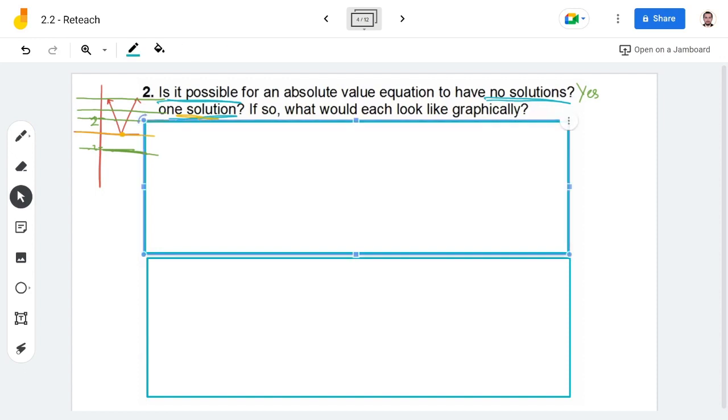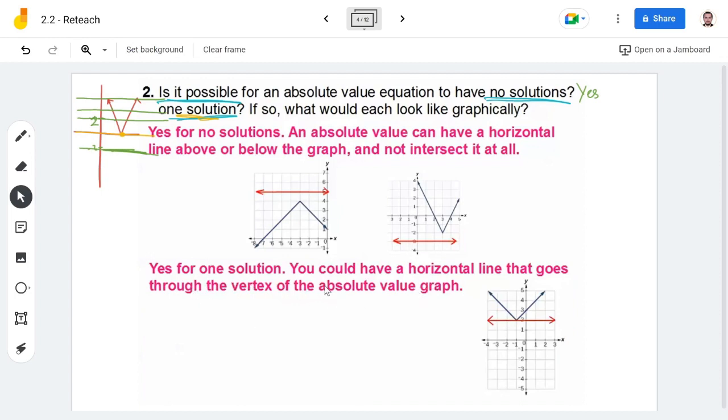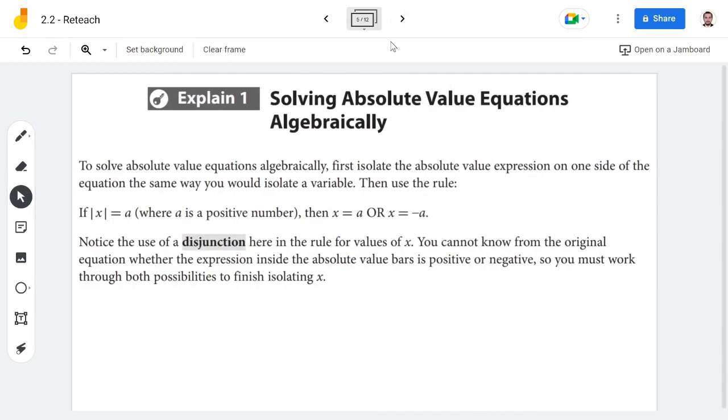So now let's see the answer here. Yes, for no solution, an absolute value graph can have a horizontal line above or below the graph and not intersect at all. As you can see, this is my function and the line may be something here, similar to this one, or this is another example. Also for one solution, yes, you could have a horizontal line that goes through the vertex of the absolute value graph. So if you look at the function, the line is here, which intersects only at 1 point, which is the vertex of the absolute value.